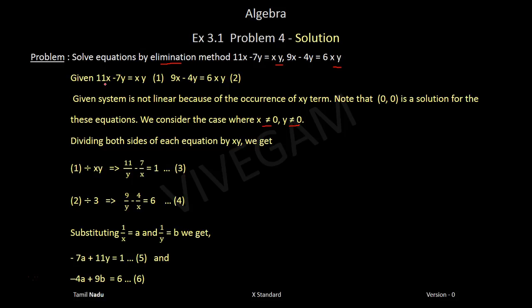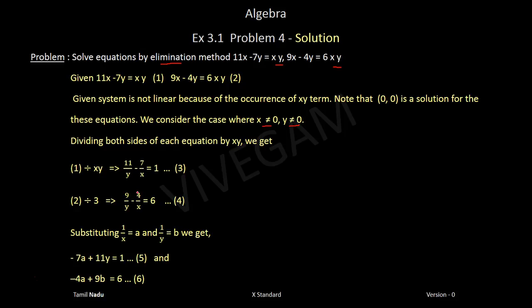What will we get? 11x by xy, that will get you 11 by y. Minus 7y by xy, that y and y will get cancelled. So you will get minus 7 by x will be equal to xy by xy, that is equal to 1. Similarly here you will get 9x by xy, x and x will get cancelled. So you will get 9 by y. And here minus 4y by xy, that is y and y will get cancelled. So you will get minus 4 by x will be equal to 6xy divided by xy, that xy and xy will get cancelled. So you will get 6. Right?